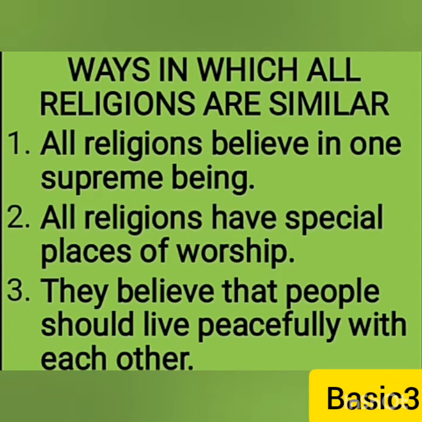And number 2 says all religions have special places of worship. For instance, the Christians, their special place of worship is the church. And Muslims, their special place of worship is the mosque. While the African traditional worshippers, their special place of worship is the shrine. And number 3 says they believe that people should live peacefully with each other. Yes, all the religions we have mentioned, they preach about peace, and they believe their followers should live in peace with one another.